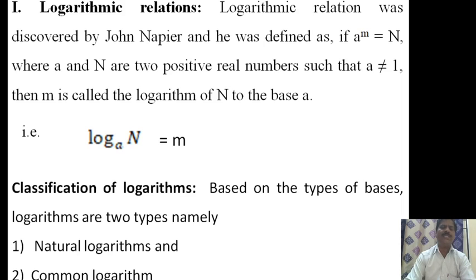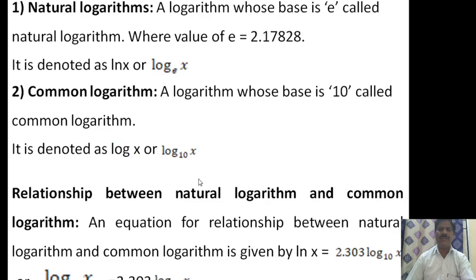Namely, the first one is the natural logarithm, and the other one is the common logarithm. Now we have to study them one by one. First is the natural logarithm. A logarithm whose base is e is called a natural logarithm, where the value of e is equal to 2.71828, and it is denoted as ln x or log x to the base e.